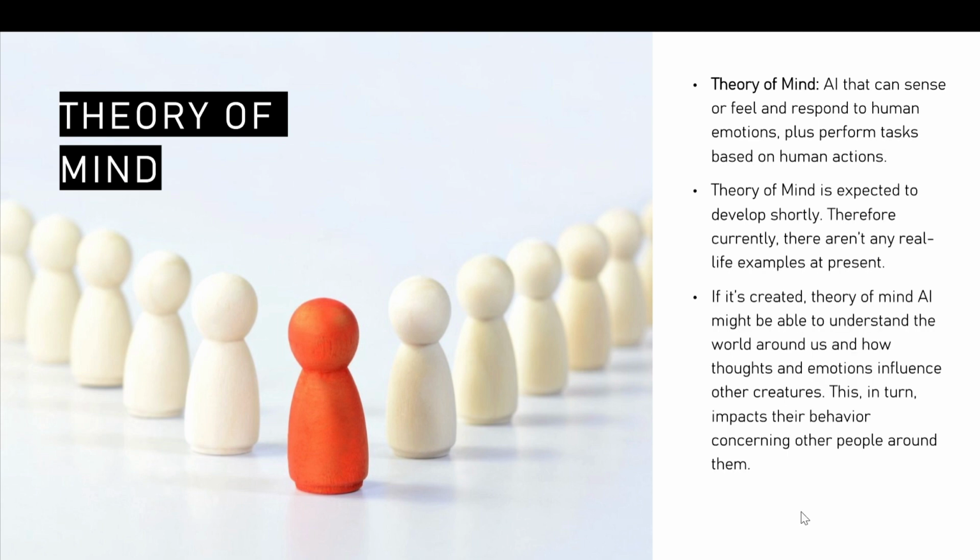What if it is being developed? Then theory of mind AI might be able to understand the world around us and how thoughts and emotions influence other creatures, which in turn impacts their behavior concerning other people around them. So this is a kind of AI model that can sense feelings, understand human emotions, and respond based on those emotions and feelings.